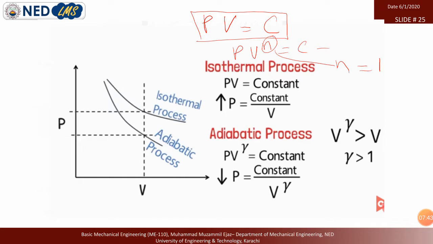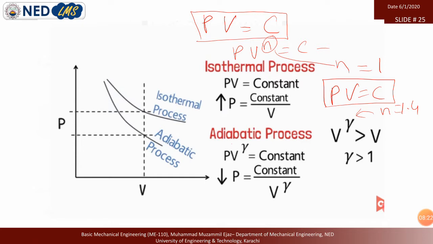If n value is 1, then PV is equal to C, and we can call it isothermal process, and it will follow this path. But when the n value is 1.4, that is also called gamma, then we have adiabatic process. When we have a value of n equal to 1.4, the heat transfer will not take place and the system will follow this path.